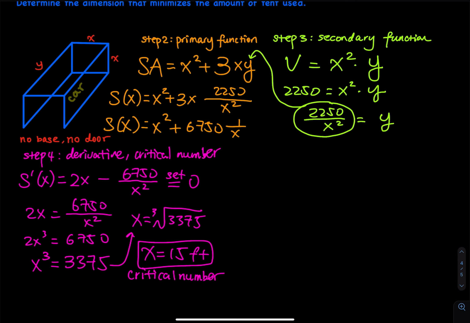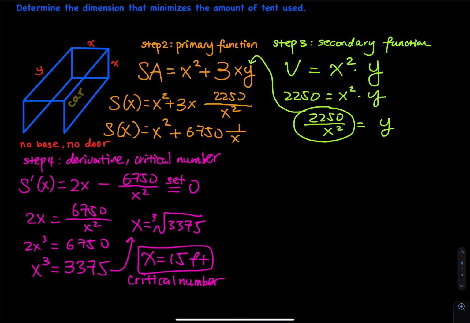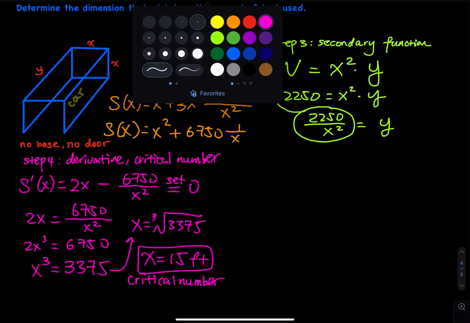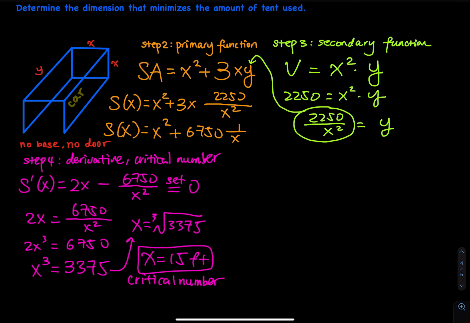So the method that I'm going to use is I'm not going to use the domain and then test the critical numbers and the endpoints. I am going to use the second derivative test. So let's move on to the next step. This is step 5. This is finding the min or max, right? Depends on the problem. So the min or max, I will be using the second derivative test.